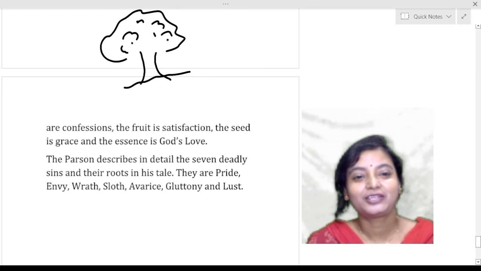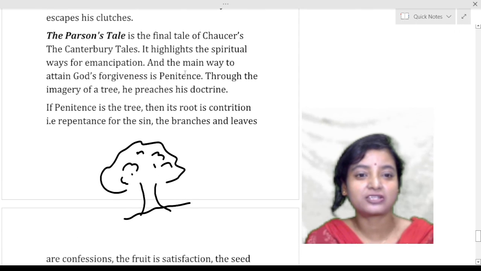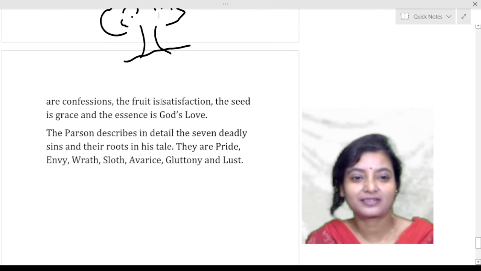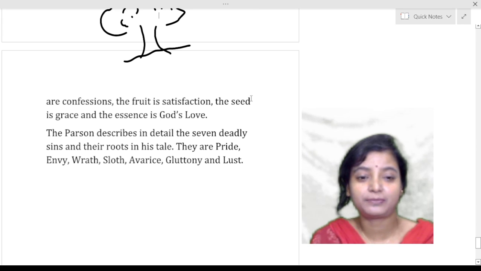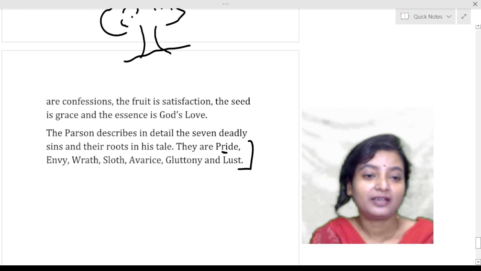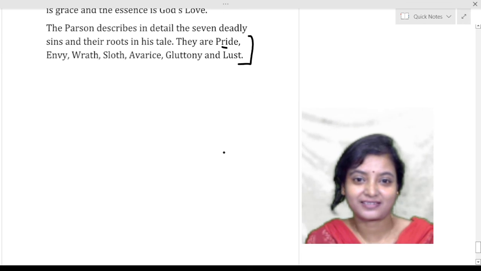And through this imagery of a tree, he represents the main theme, that is God's forgiveness, how one can attain God's forgiveness. The Parson describes in detail the 7 deadly sins. Keep in mind the 7 deadly sins. They are pride, envy, wrath, sloth, avarice, gluttony, and lust.